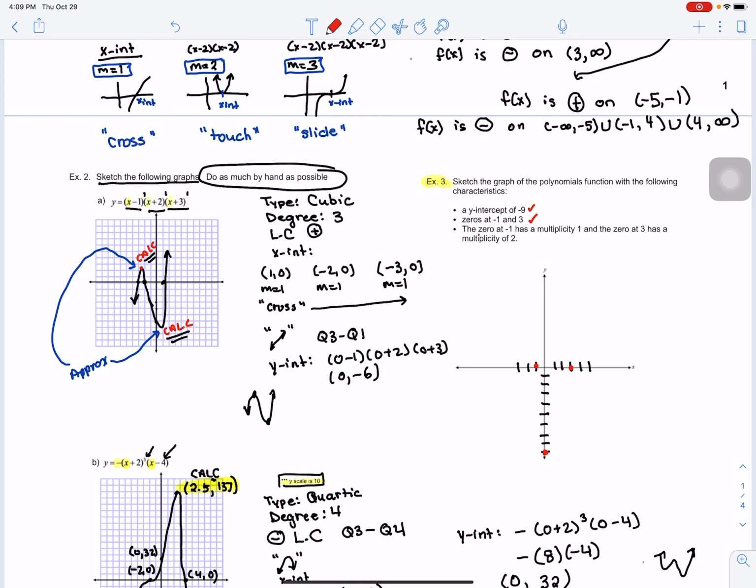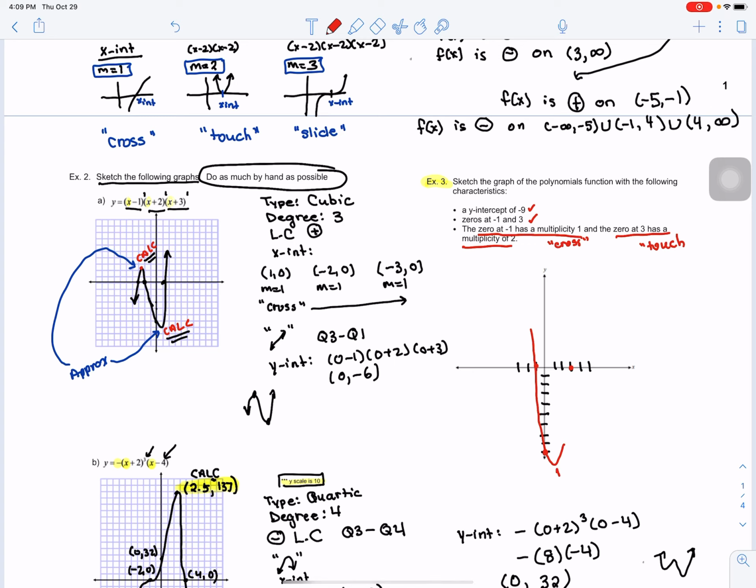The 0 at x equals minus 1 has multiplicity 1, which means it's just crossing at this point. And then the 0 at 3 will have a multiplicity of 2, which means it has to touch. Now, we don't know whether the graph is going to face up or down. So I'm going to make this graph cross at minus 1. I'm going to start from quadrant 2, make it come down, make it cross at -1, make it go through my y-intercept, come up.